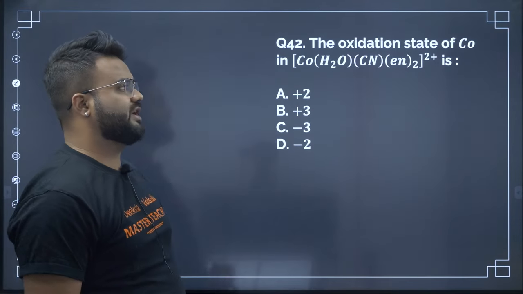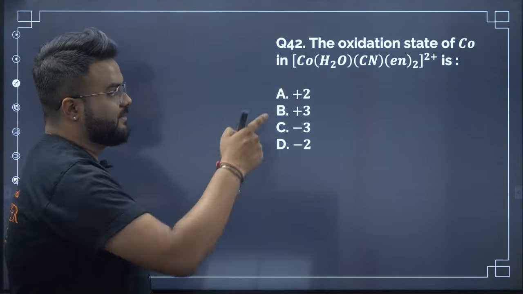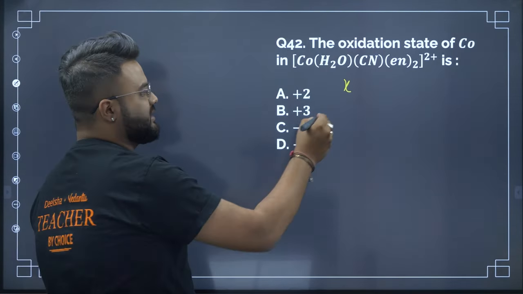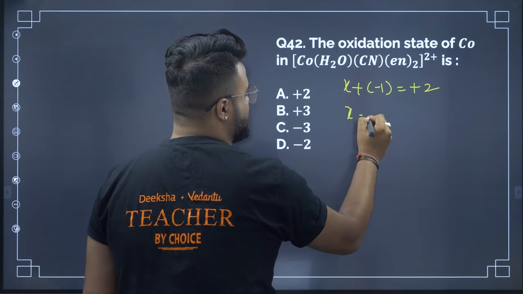The oxidation state of cobalt in this complex. It is a plus 2 overall. So x is the oxidation state, what will you do? So x plus minus 1 is equal to plus 2. X is equal to plus 2.